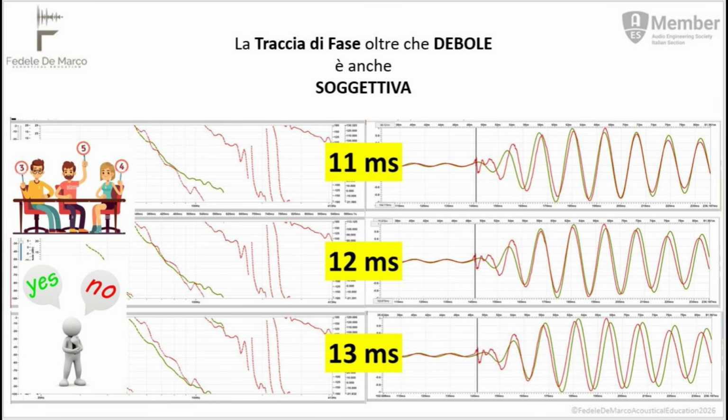The phase trace is not just a weak tool, it is subjective. Look at these three examples. Different operators will see different best overlaps, leading to uncertainty and doubt. To eliminate this human error, we must move toward an objective reference, one that leaves no room for interpretation.